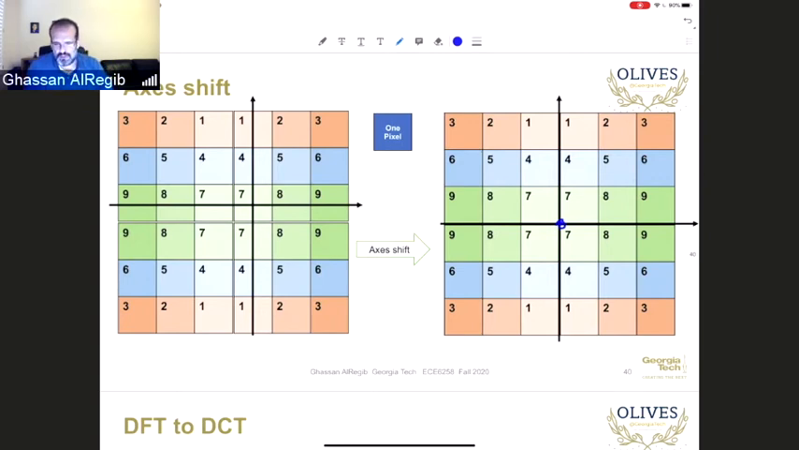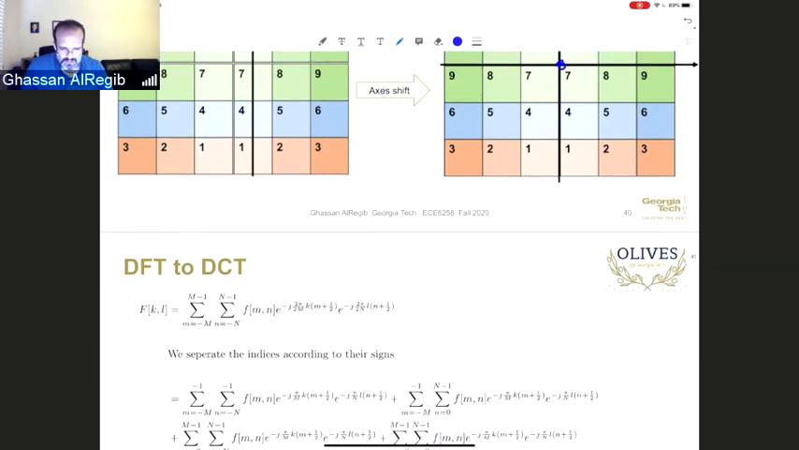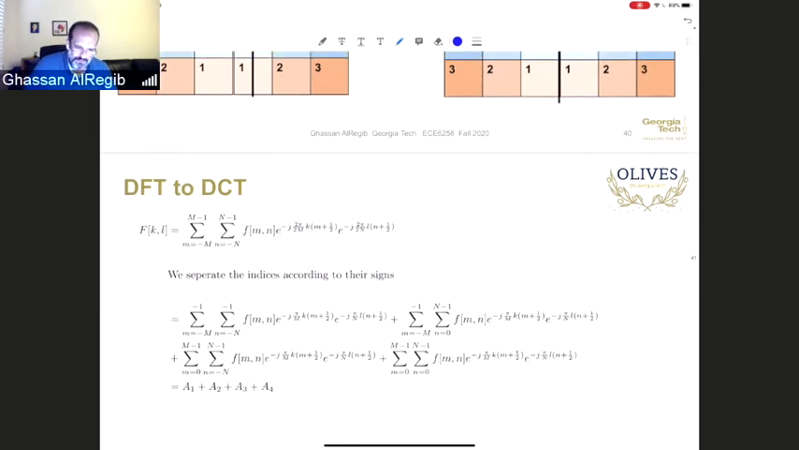So now what you see on the right-hand side is this kind of mirrored image, an extension of the image f around the y-axis and around the x-axis as well. So now if I want to write the DFT of this new image, I have to account for the change in the limit of the sum, because before I started from 0 to capital M minus 1.